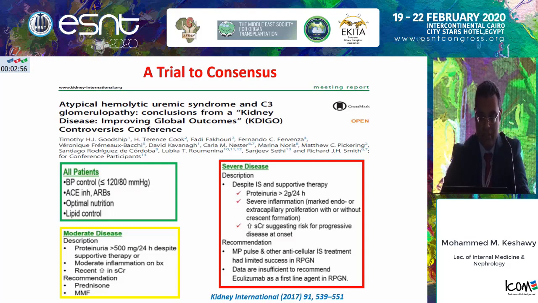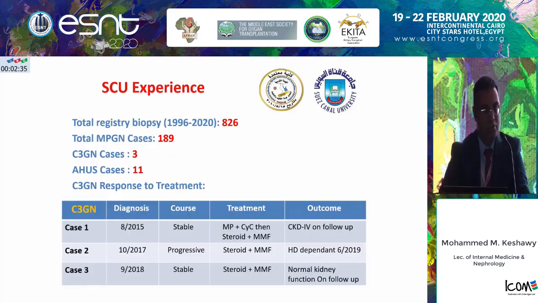While in severe disease, where proteinuria is more than 2 grams per 24 hours with severe inflammation, marked endocapillary proliferation, and progressively increased serum creatinine, methylprednisolone pulses and other intensive immunosuppressive treatments can be used, and the data are insufficient to recommend eculizumab as a first-line agent for RPGN.